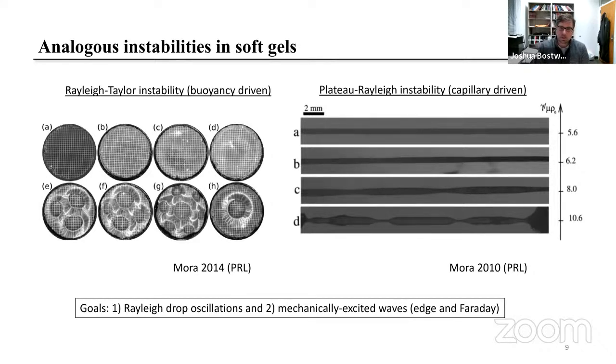Similarly, in 2010, Mora and others also observed the classic Plateau-Rayleigh instability, but now in soft gels. What you see here is a series of liquid cylinders, and as you go down, you are decreasing the elastic modulus. Once you reach a certain point, this elastic cylinder will become unstable to corrugations that are associated with the Plateau-Rayleigh instability.